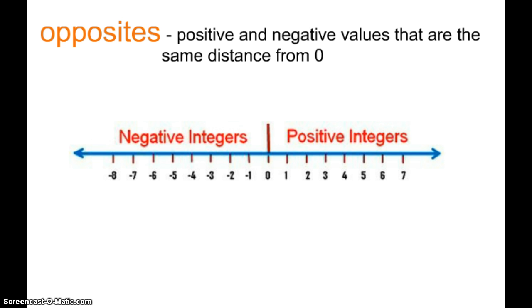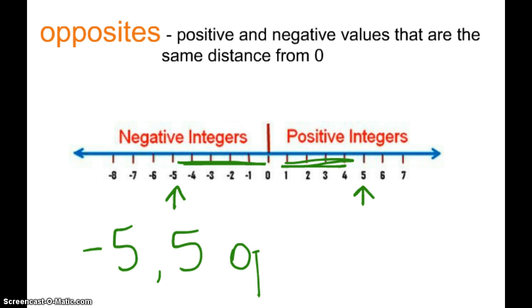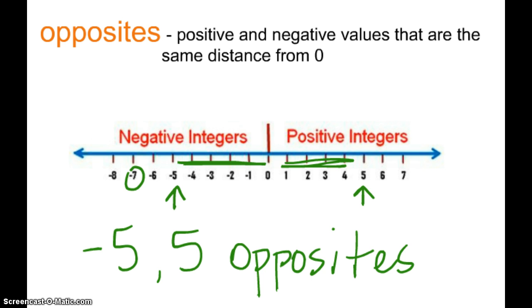Opposites. Those are your positive and negative values that are the same distance from zero. For example, negative 5 and positive 5 are each 5 spaces from zero. So negative 5 and positive 5 are opposites. Or negative 7 and positive 7 are opposites.